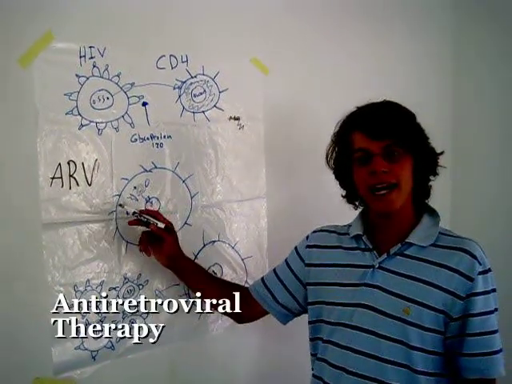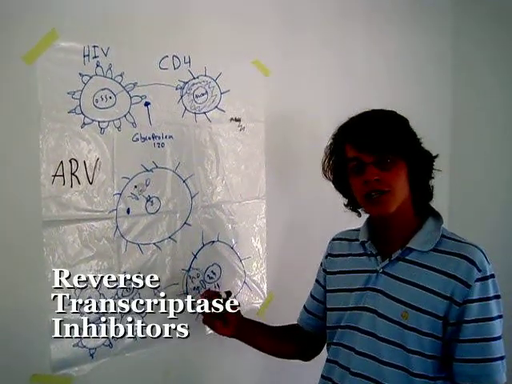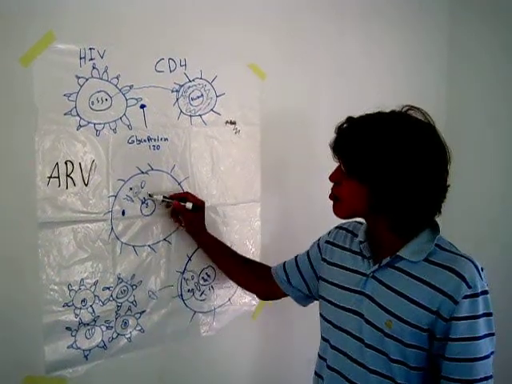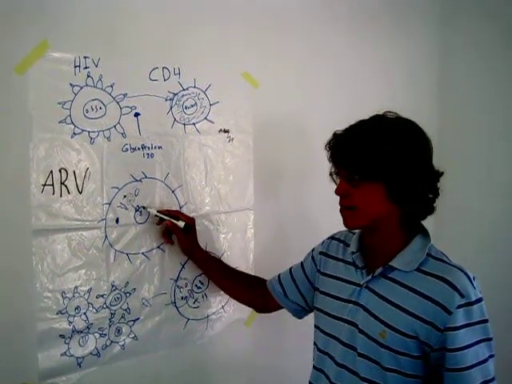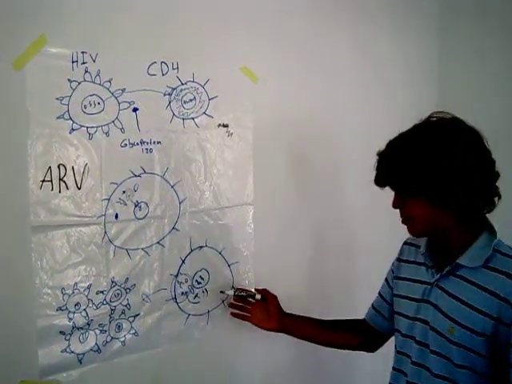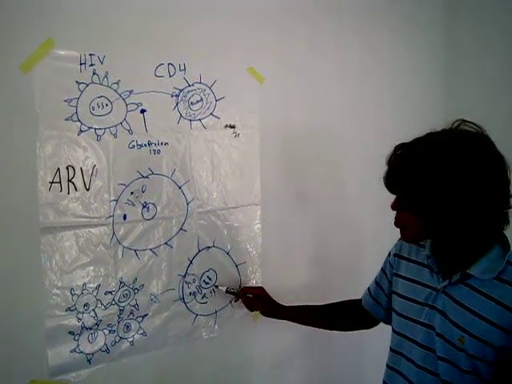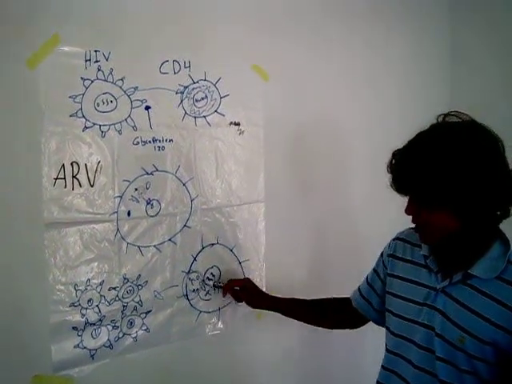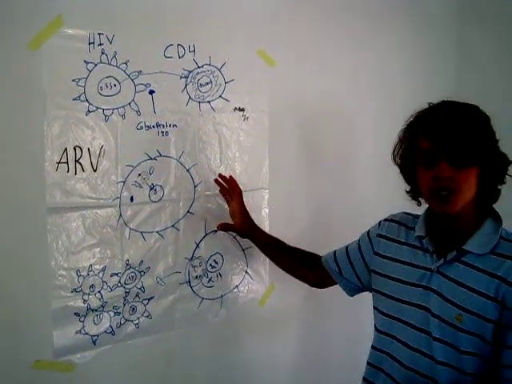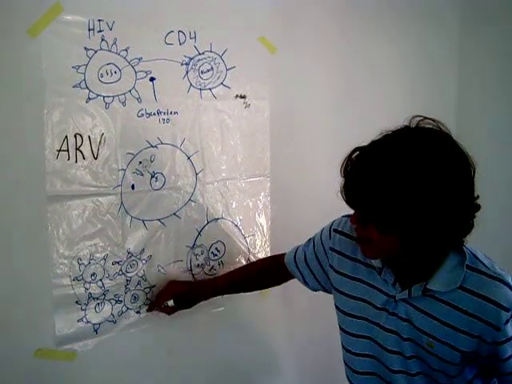Treatment includes antiretroviral therapy, which delivers reverse transcriptase inhibitors to prevent the viral DNA from forming in the first place. A separate treatment involves protease translational inhibitors, which prevent messenger RNA from forming the viral proteins. Both solutions prevent the creation of further HIV viruses.